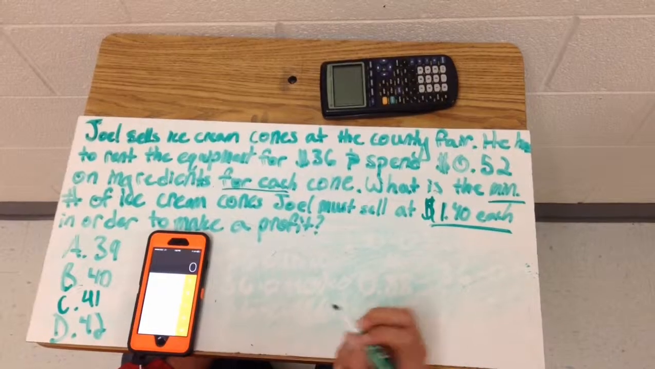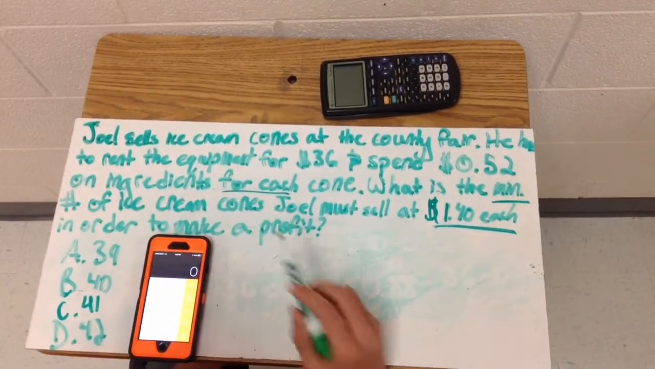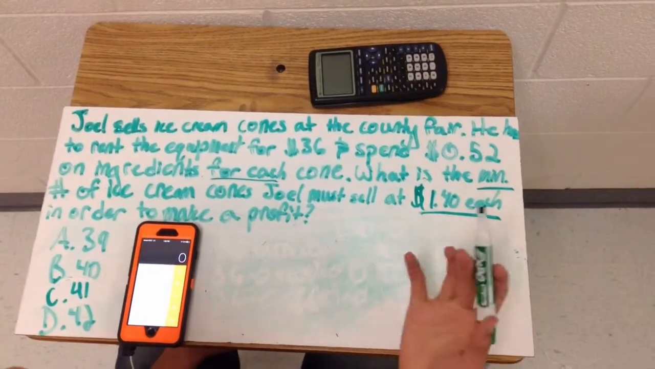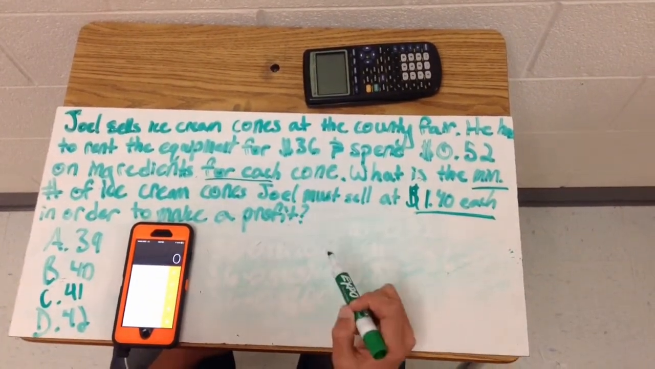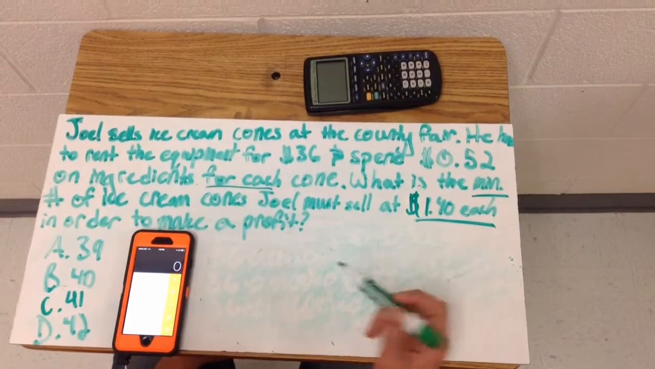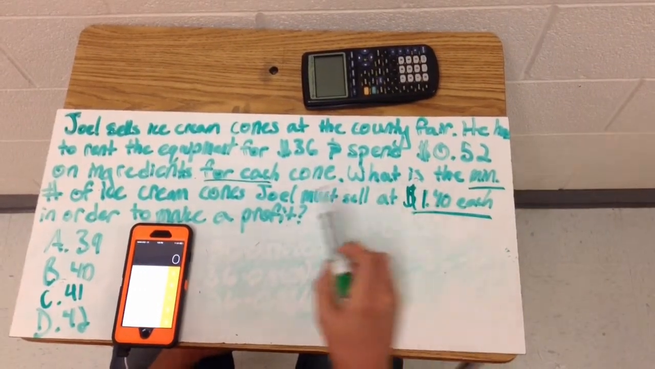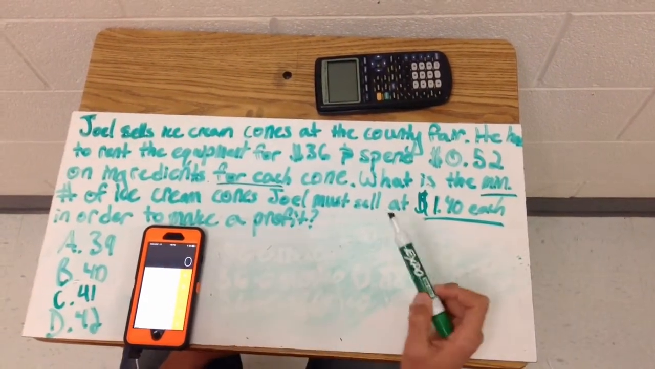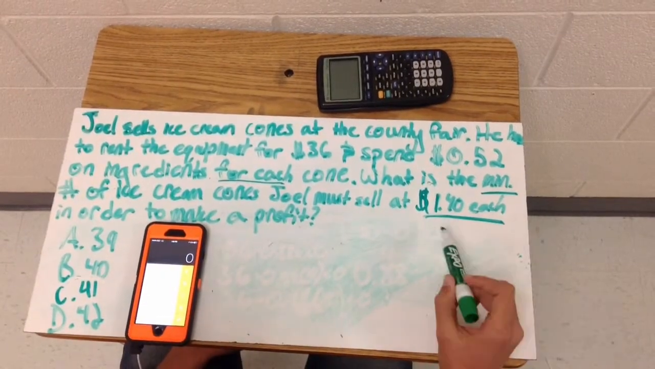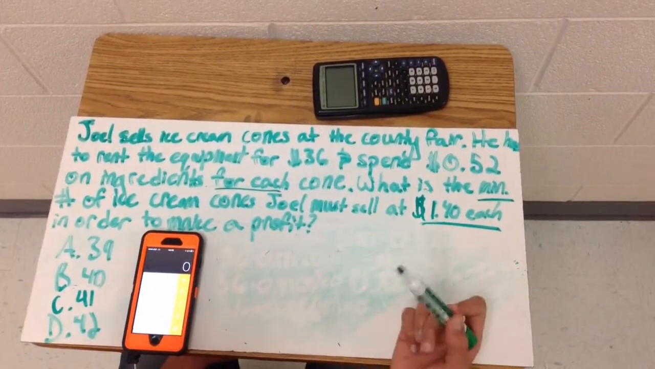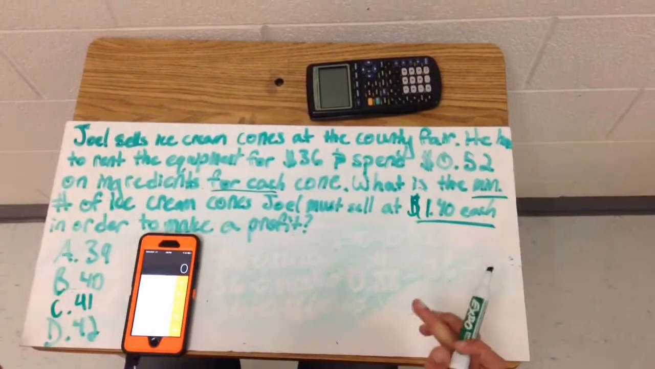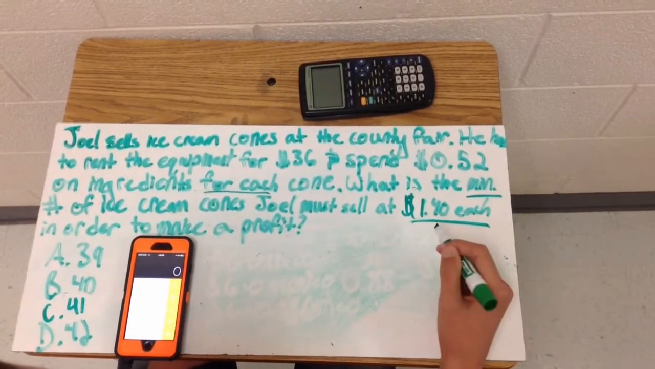For all these real-world problems, it's important to find key terms, form an equation or inequality, and then plug in your answer choices. Well, we have Joel selling ice cream cones. The equipment for the ice cream cones is $36, and the ingredients for each ice cream cone is 52 cents. What's the minimum amount of ice cream cones that Joel must sell at $1.40 each in order to make a profit? Now, it's important to look for key terms when you're solving real-world problems.